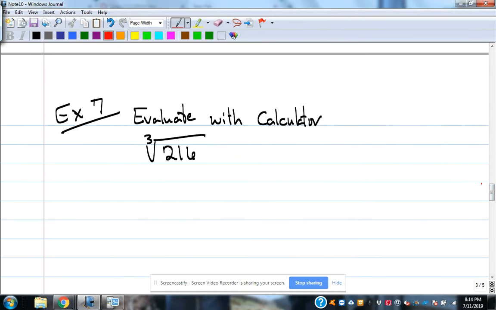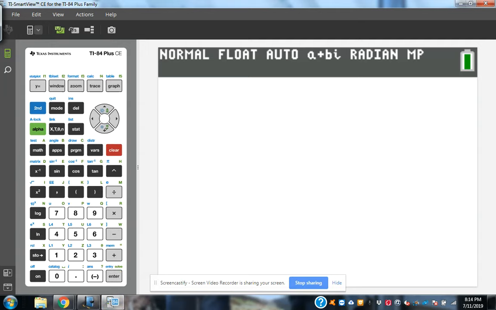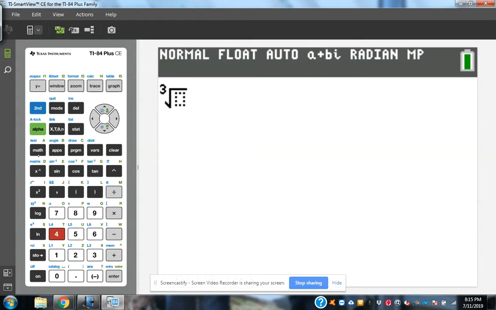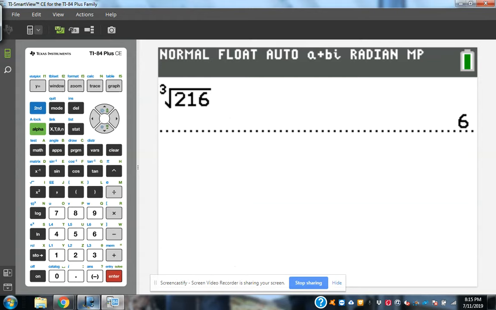Example 7 asks us to evaluate this with the calculator. I want to show you a couple of different ways to do that with the TI-84. One way is using the cube root in the menu of your calculator. If you hit math, the cube root option is option 4, and then you type in 216 and hit enter, you get 6.